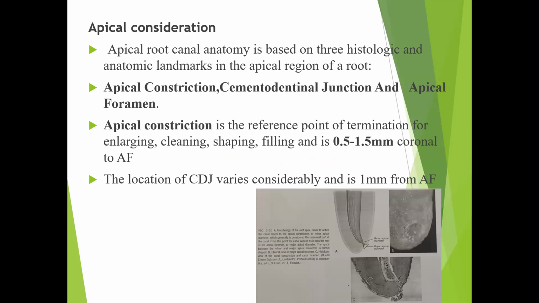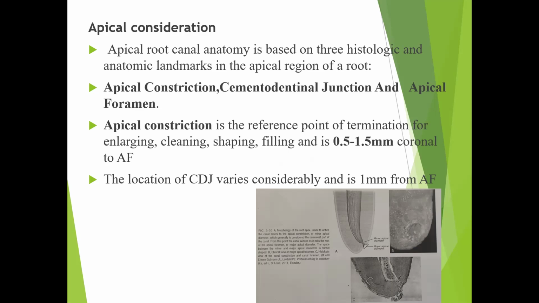Moving on to the apical considerations. For a successful root canal therapy, the apical third of the tooth creates a big dilemma for everyone. There are mainly three anatomical landmarks that we have to know: the apical constriction, the cemento-dentinal junction, and the apical foramen. The apical constriction is the reference point of termination for enlarging, cleaning, shaping, and filling. It is about 0.5 to 1.5 mm coronal to the apical foramen.